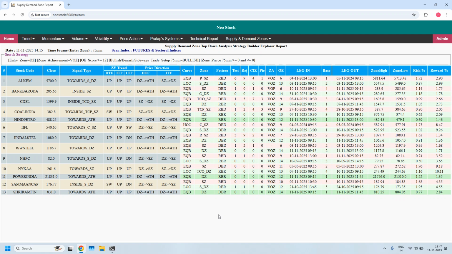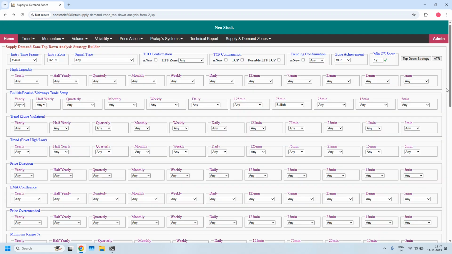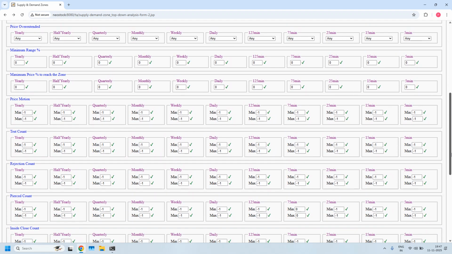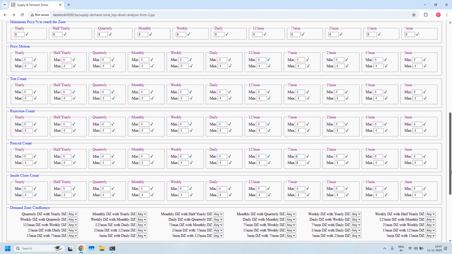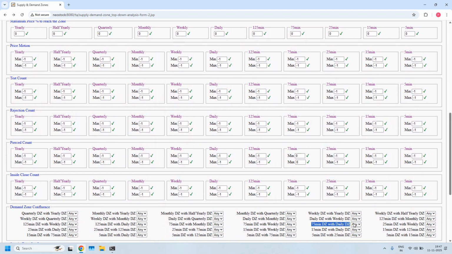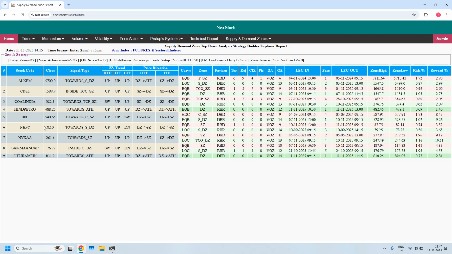Out of these 13, now we should identify high probability trade setups supported by 75 minutes demand zones, based on the two strategies that we learned in lesson 27. So let's filter based on the first strategy. I am applying the first step, that is LTF and ITF demand zone confluence, 75 minutes and daily demand zone confluence. We got 9 stocks, and the ITF trend, that is the daily trend, is uptrend.